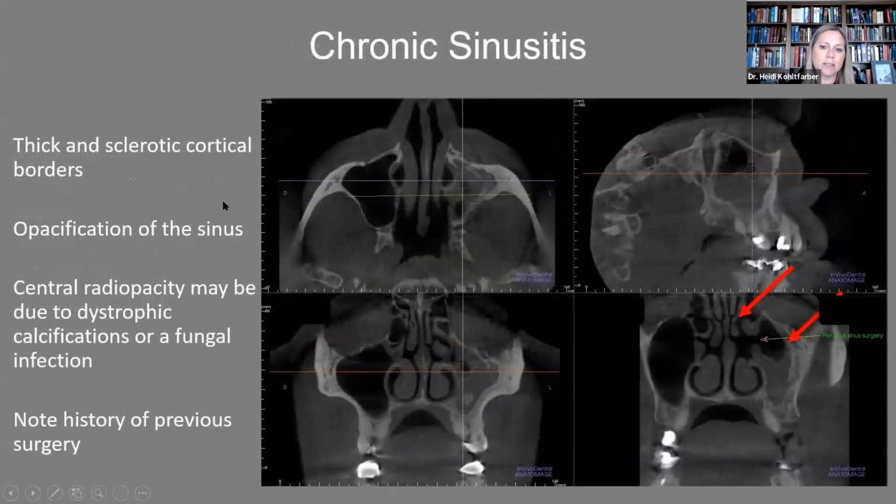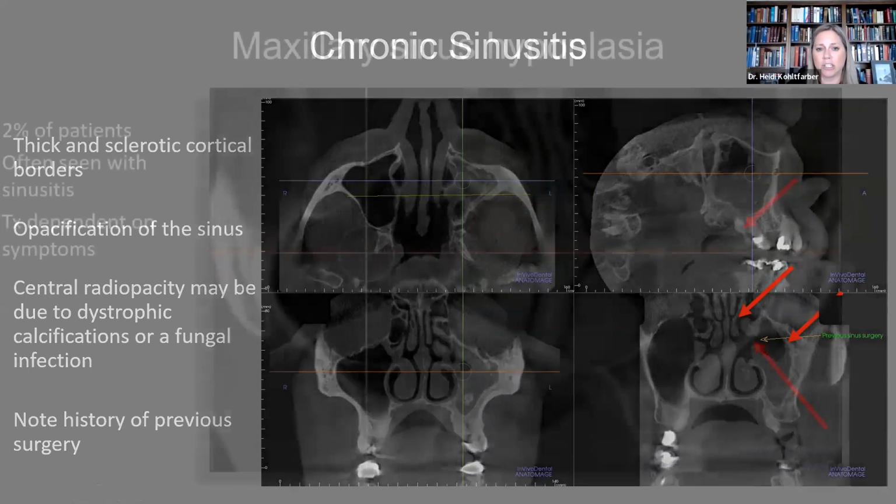Chronic sinusitis, again, with any sort of inflammation, the body starts to lay down additional bone. We can definitely see that here, that thickening and sclerosis of cortical borders. We have some dystrophic calcifications floating within the sinus, but this could also be a sign of fungal infection. So we would want to send this to ENT to be looked at. We do have an enlarged osteomeatal complex, which lets us know we have a history of previous sinus surgery, but we do want to send this patient back to rule out a fungal infection.